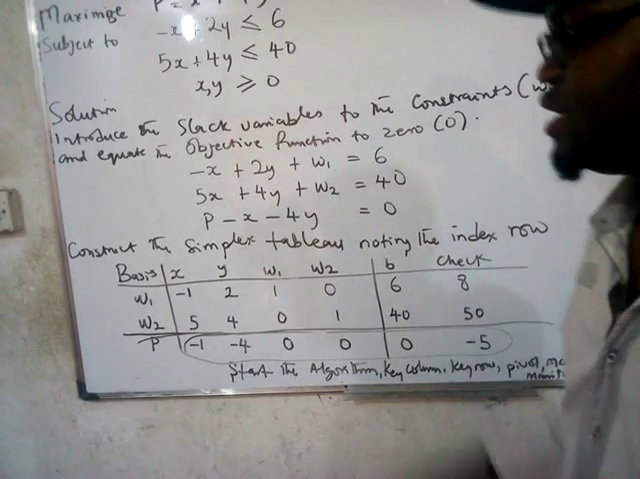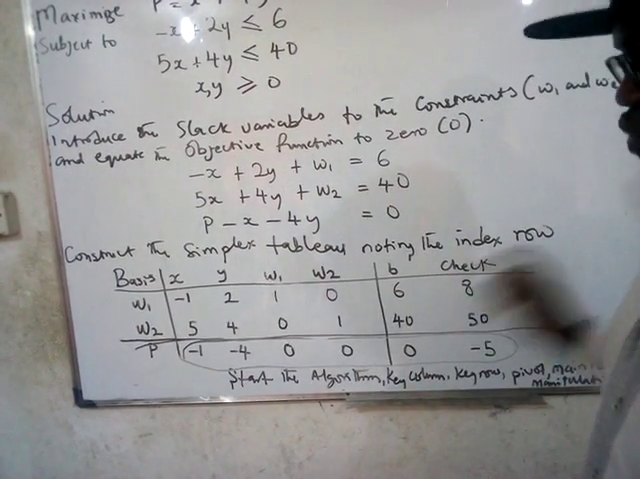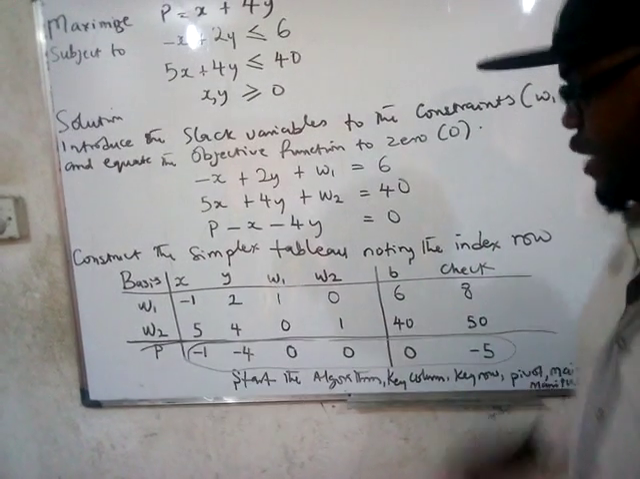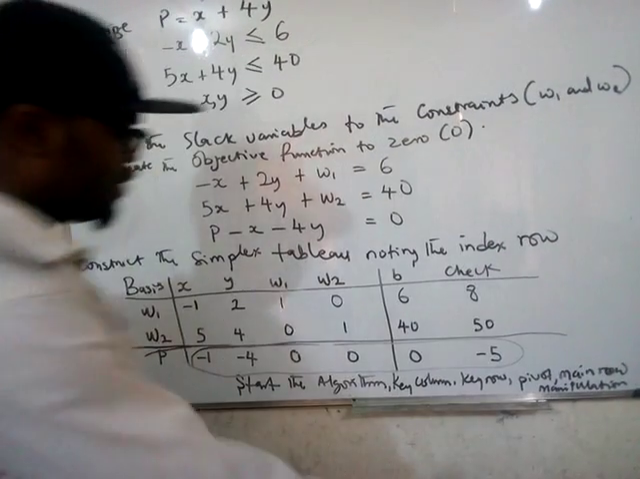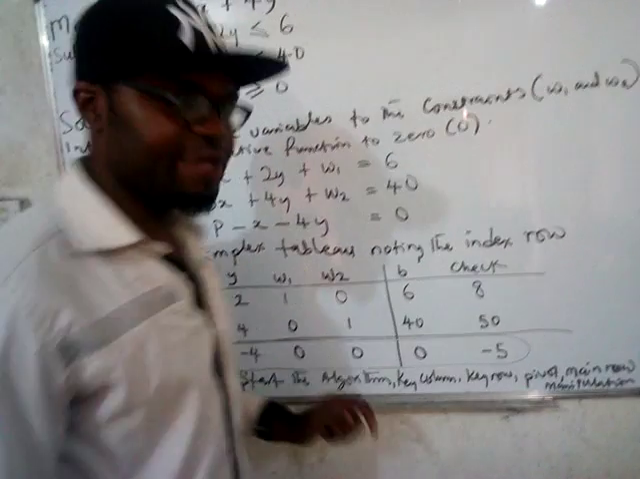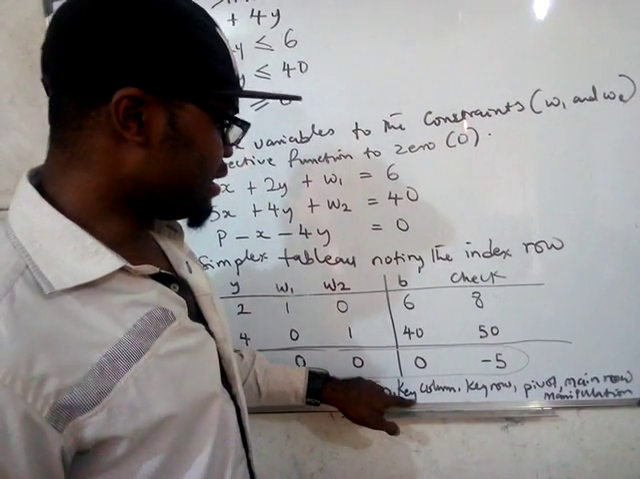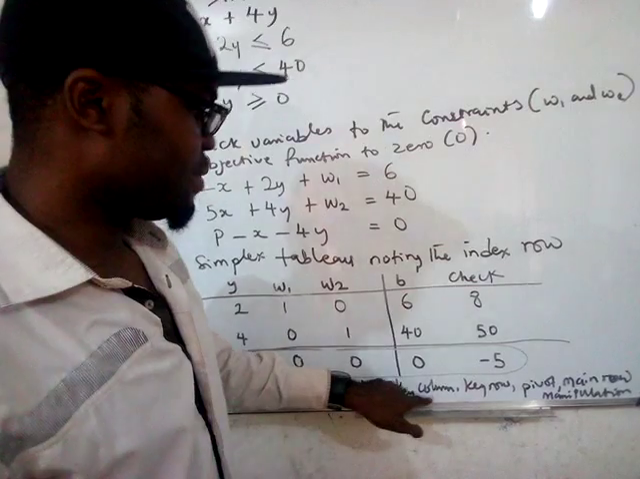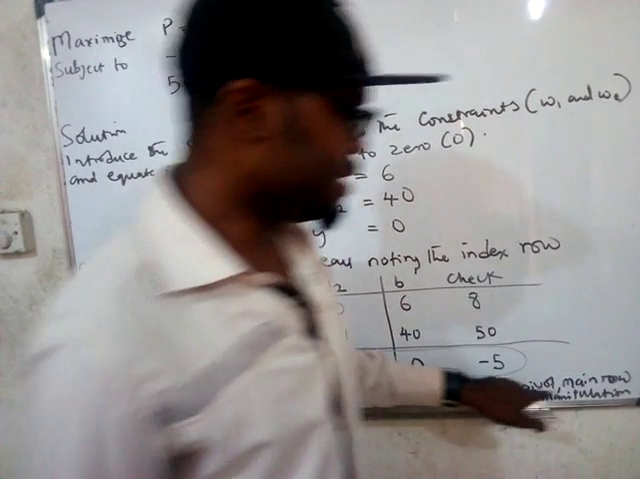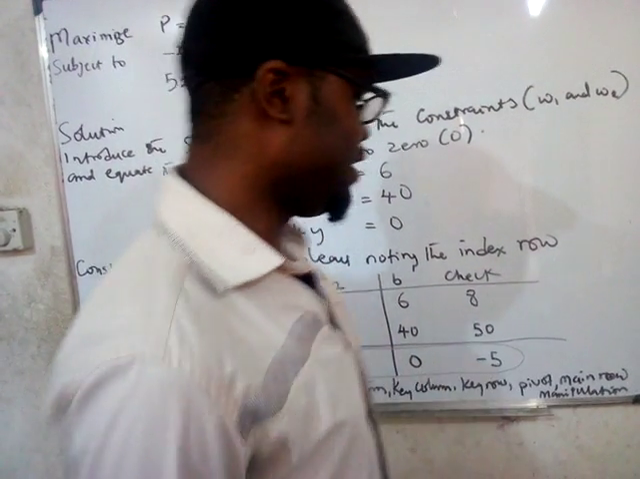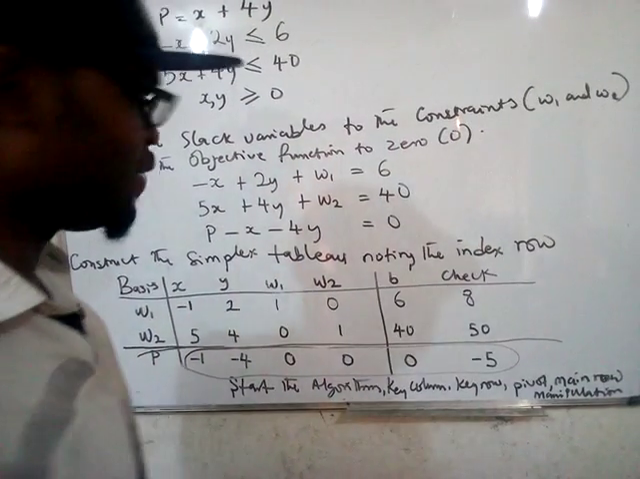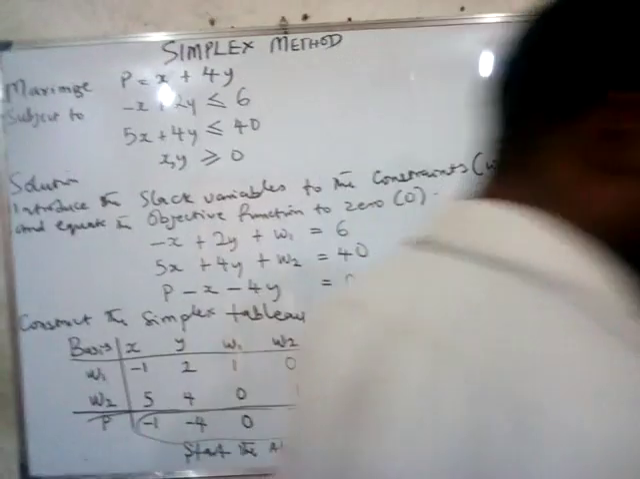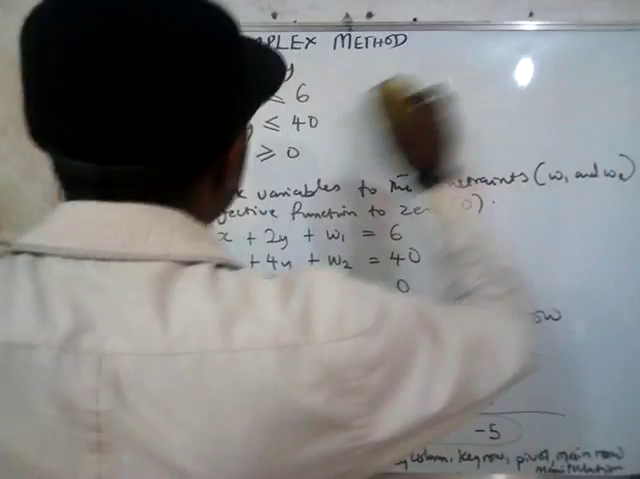Check is the addition of everything here. And the index row is the row with the P. So once you've done that, start the algorithm by first getting the key column, getting the key row, getting the pivot, and getting the main row. So that is what we are going to be doing, getting the various rows.